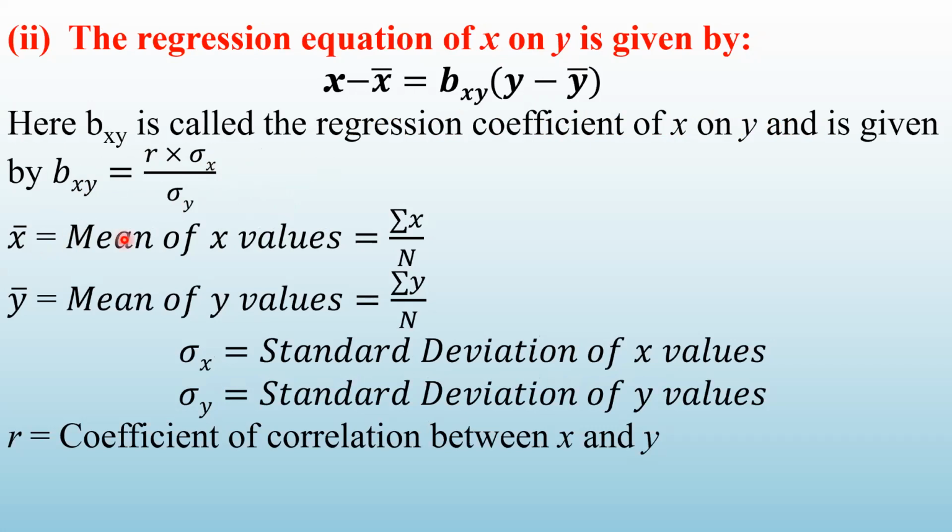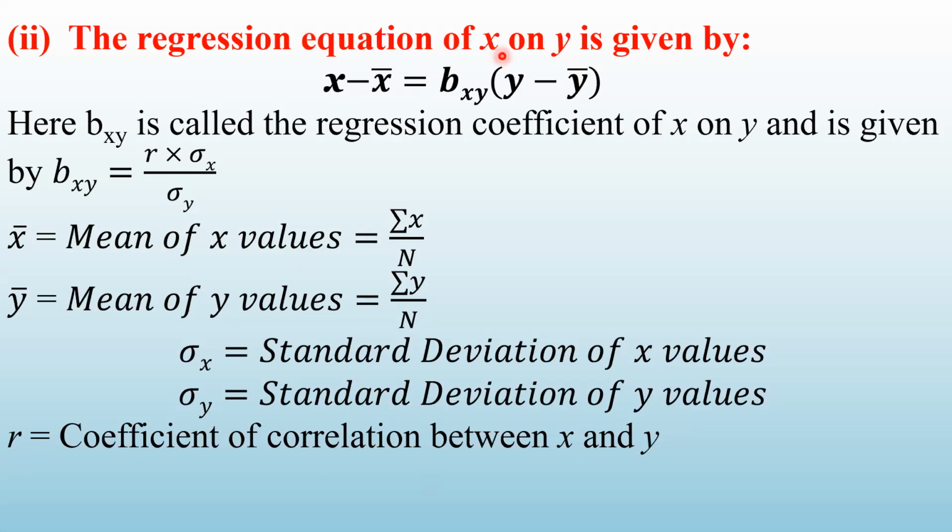What is x bar? It is the mean of x values, our standard notation. What is y bar? Mean of y values. What is sigma x? Standard deviation of x values. Sigma y, standard deviation of y values. And you know what r is? It is the coefficient of correlation between x and y. So when you actually solve the problem, the values of x bar, y bar, r, sigma x and sigma y will be given to you, and you have to find the regression equation. And you know that regression equations are used to find the value of one variable if the other variable's value is given to you.